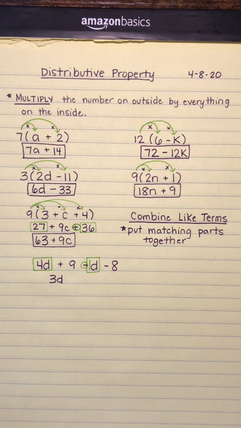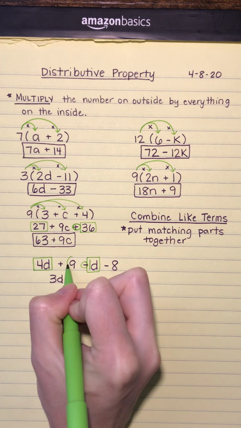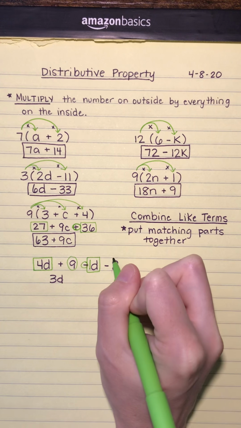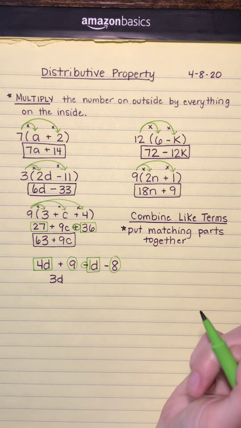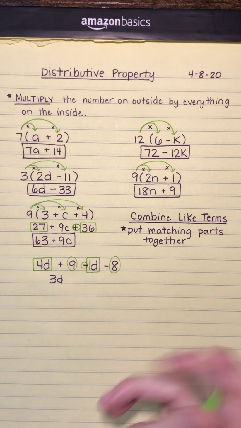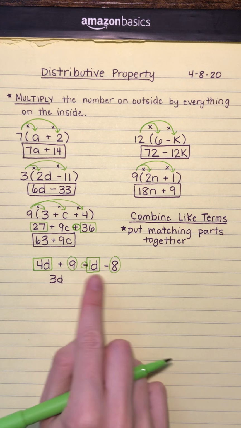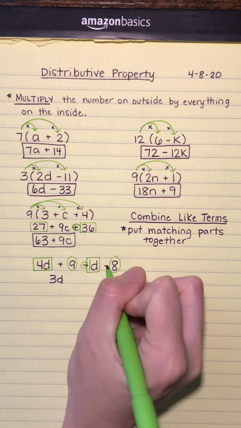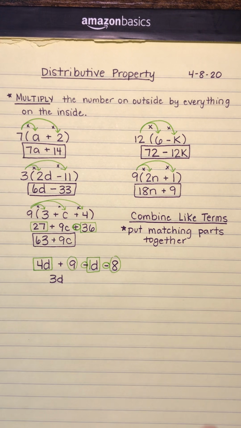All right, now same deal. I'm going to look for another set of like terms, and I see that I've got the number 9 and the number 8 with no letter. That means that they can go together. And again, when I circle my like terms, I also have to circle the sign that's in front of the second one that tells me what to do.